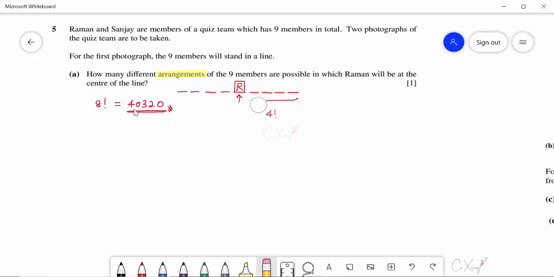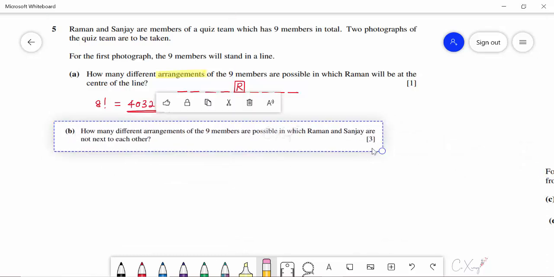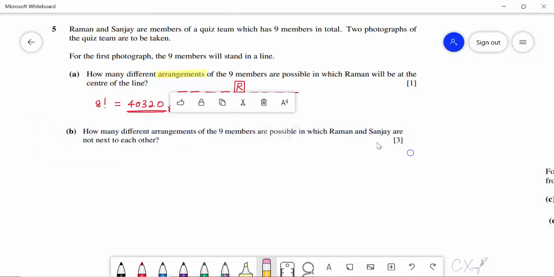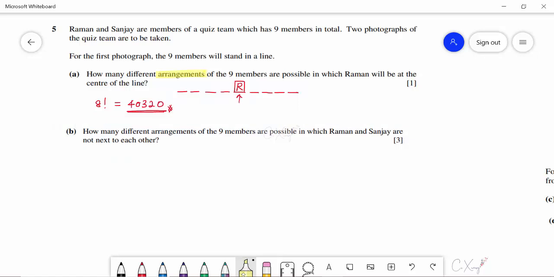All right, so maybe we can proceed to part number B. So for part number B, they are asking for how many different arrangements of the 9 members are possible in which Raman and Sanjay are not next to each other. So again, we are still talking about arrangement. And the restriction for this case is that these 2 persons are not next to each other. So that means they must be separated.